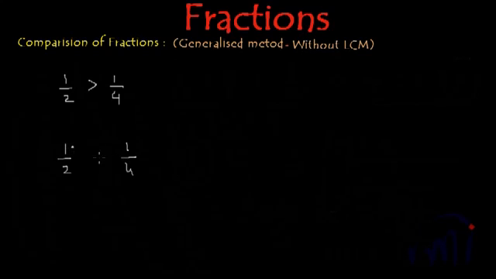So this is the numerator. I'll multiply this denominator to this numerator and I'll write here below the fraction for which the numerator is getting multiplied. So 1 4s are 4, right? And this denominator will get multiplied with this numerator and the result I'll write here. So 1 2s are 2, right? Here you can see 4 is larger than 2, right? And that is why this fraction is larger than this fraction.